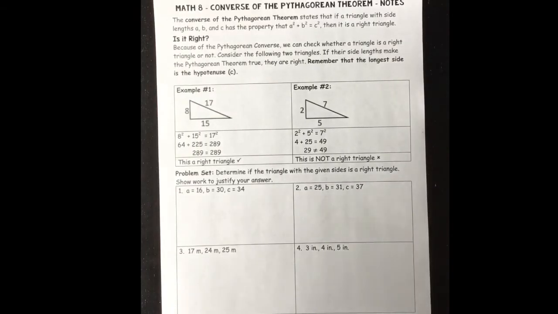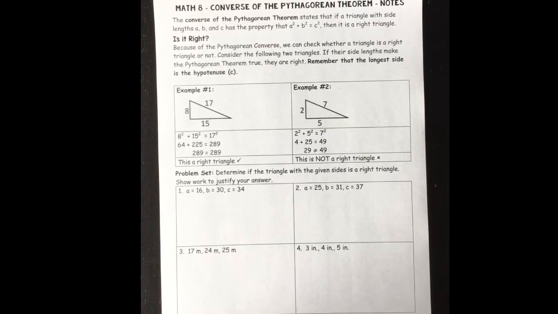Okay, we are going to look at the converse of the Pythagorean theorem. The converse of the Pythagorean theorem states that if a triangle with side lengths a, b, and c has the property that a squared plus b squared equals c squared, then it is a right triangle. So we want to figure out, given side lengths, is it right?